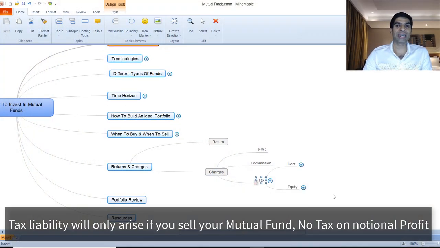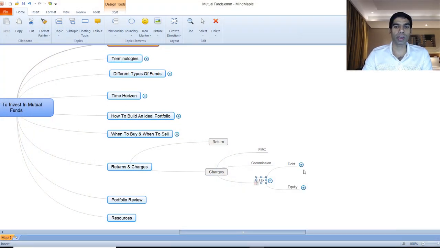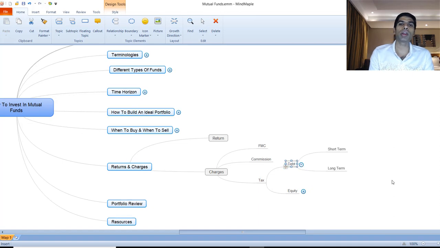So when it comes to a debt fund or even for equity, there are two classifications. One is short-term taxation, and one is when you're invested for the long term, and then there is a different taxation for it. So when we talk about debt funds, anything below 3 years is considered short term, and anything above 3 years would be considered a long-term investment.